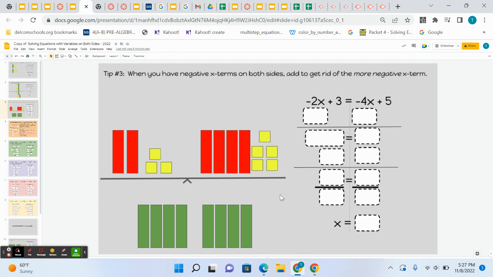Okay, I would first focus on x's. And I would also want to get only positive x's alone on one side. So that's where my advice comes in here. Okay, if I have two negative x terms, get rid of the one you have more of, the more negative. Okay, negative 4x is more negative than negative 2x. Okay, I want to get rid of that negative 4x by adding 4 rectangles, green rectangles, to both sides. So if I can grab them all at the same time.